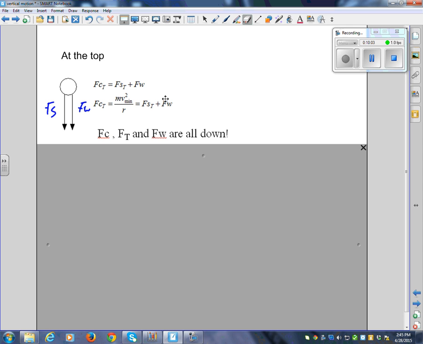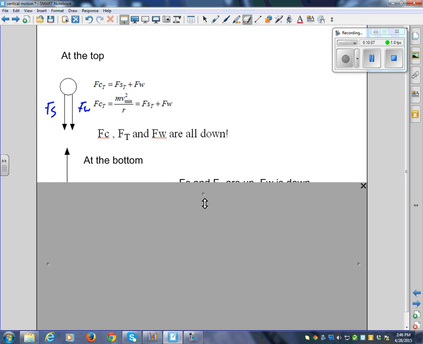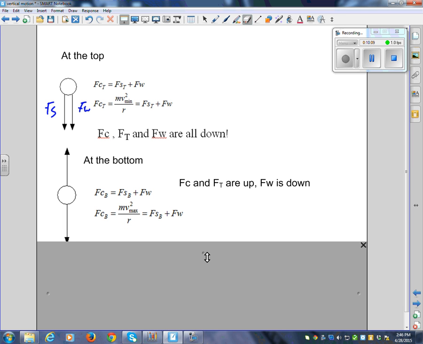What's it look like at the bottom? It's different, right? FCB, centripetal force at the bottom. What is that? FCT on the top one is the centripetal force at the top. Okay. How about pencils down, let me explain. I promise you I'll give you time to write. It really works better if you just watch.